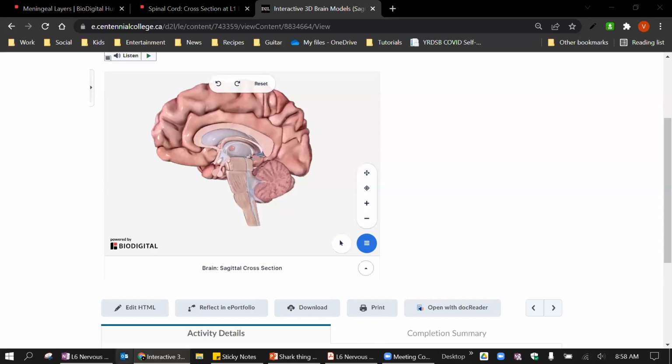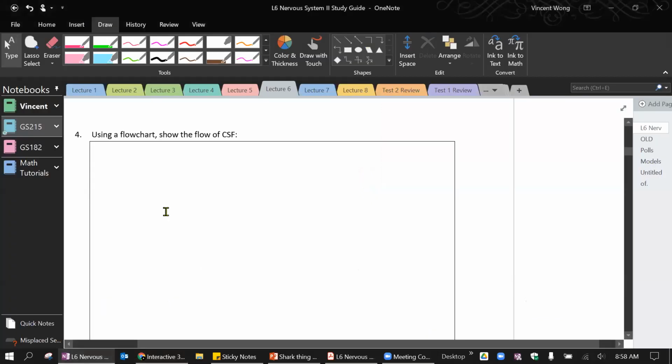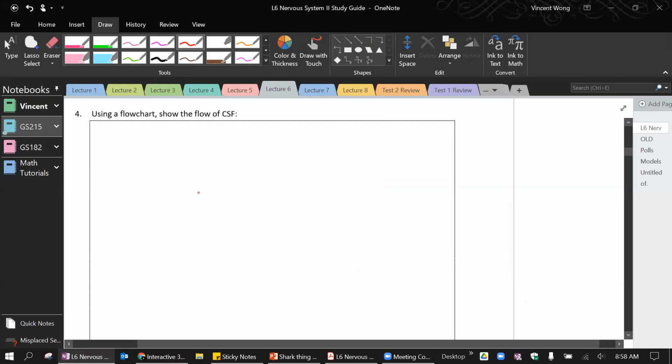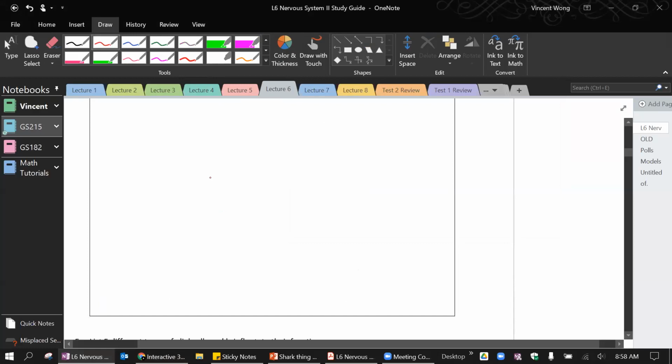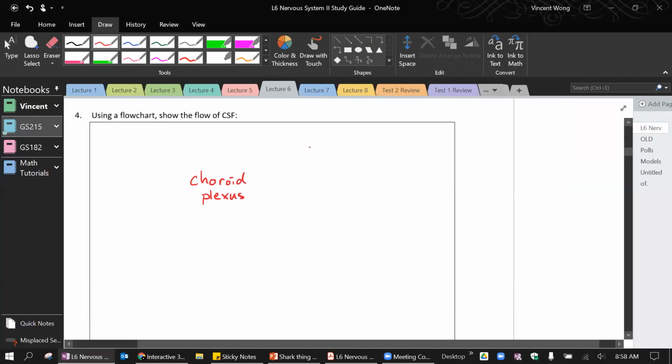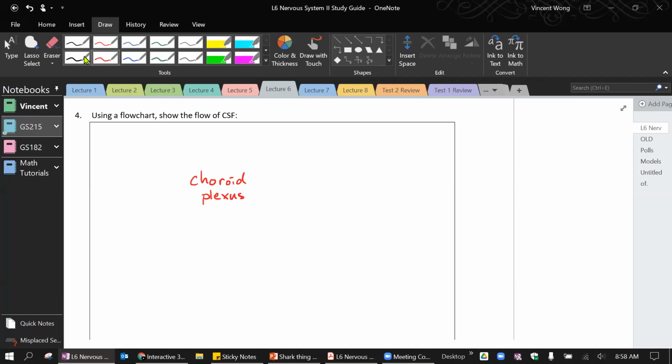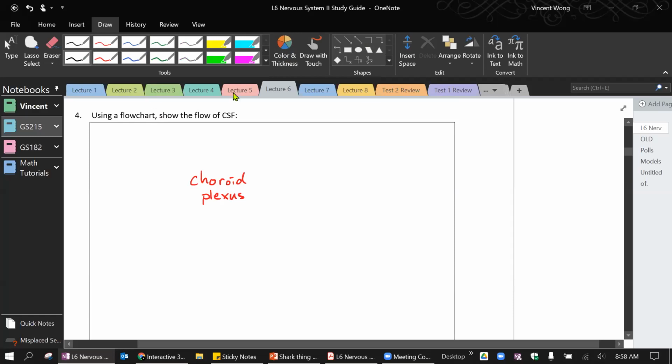Already. So let's go back to here. Okay, use a flow chart, show the flow of CSF. All right, so I'm gonna start in the middle of the diagram here, and I'm gonna write choroid plexus. Choroid. Remember, choroid plexus is a vascularized tissue. Vascularized means a lot of blood vessels, and we will find that in the lateral ventricle, third ventricle, and the fourth ventricle.